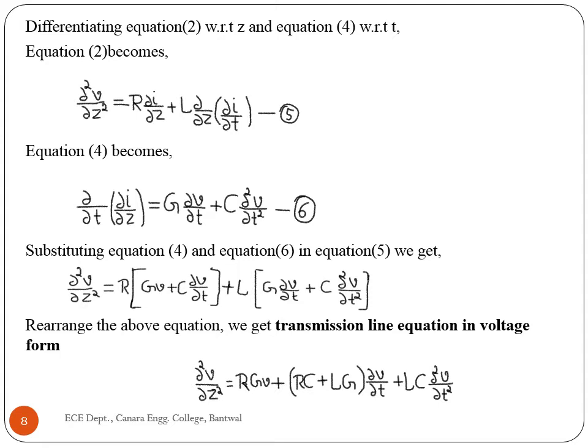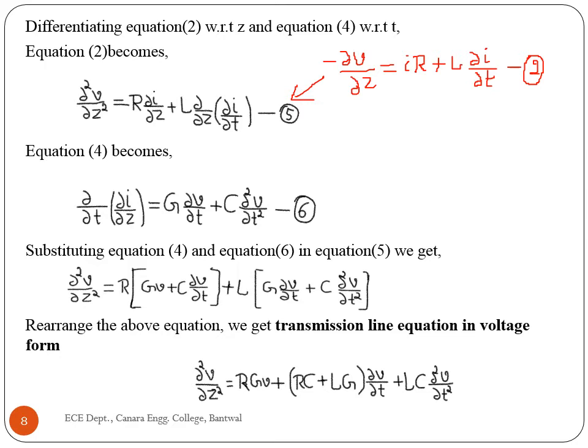By differentiating equation 2 with respect to z, we will get equation number 5. So what is equation number 2? Minus dou V by dou z is equal to I R plus L dou I by dou t. This is equation number 2. Differentiating this equation number 2 with respect to z, we will get the fifth equation.